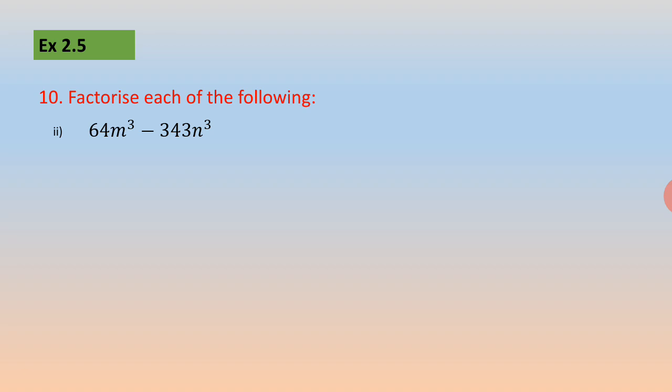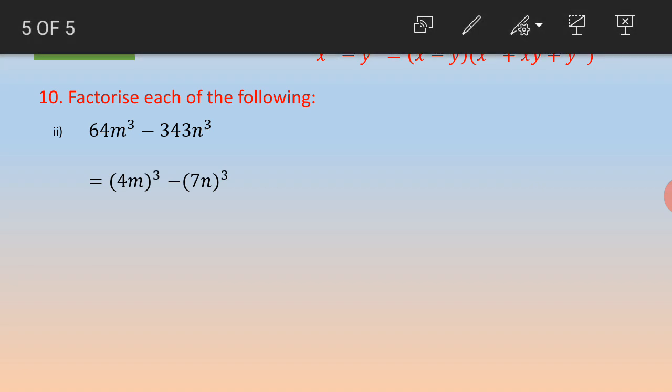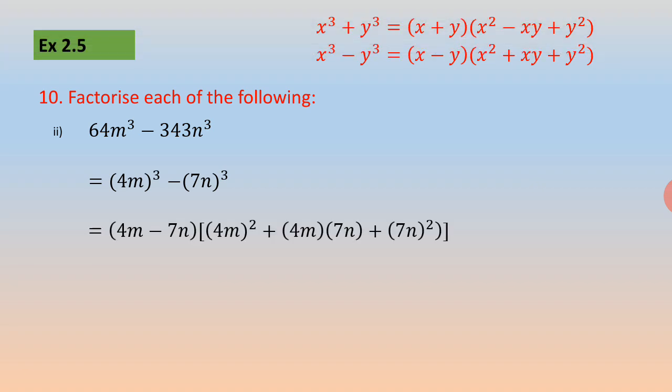64m cube minus 343n cube resembles this, the left hand side of the identity. So, we are going to write it as 4m whole cube, and 343 is 7 cube. So, the second term becomes 7n whole cube. Left hand side of the identity matches. Factorized form is the right hand side. So, we are going to write it in that way, that factorized form. So, this comes out to be your answer.